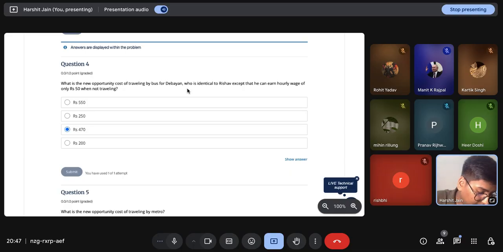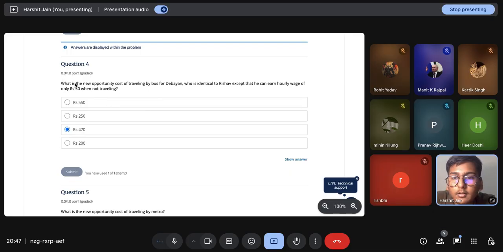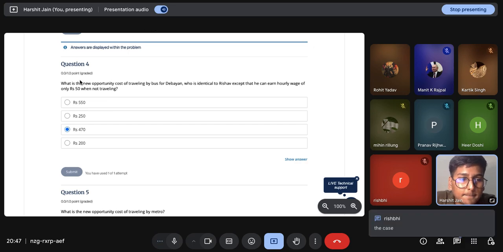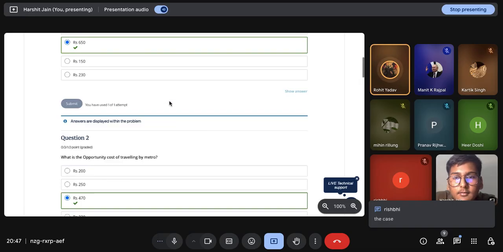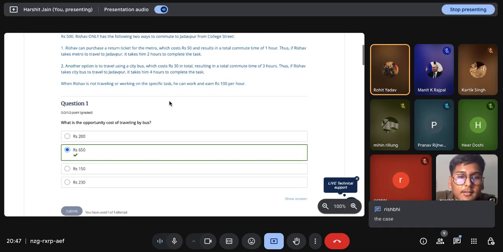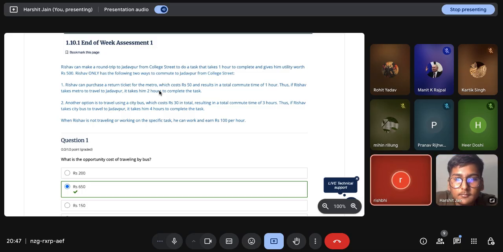500 rupees. Okay, plus 100. The answer should be, so, like, this one or the above thing. 470. What can be the answer? It was already the answer for Rishabh's, right? No, I just clicked on all options, so it will hide the answer. Can you wait for 2 minutes?